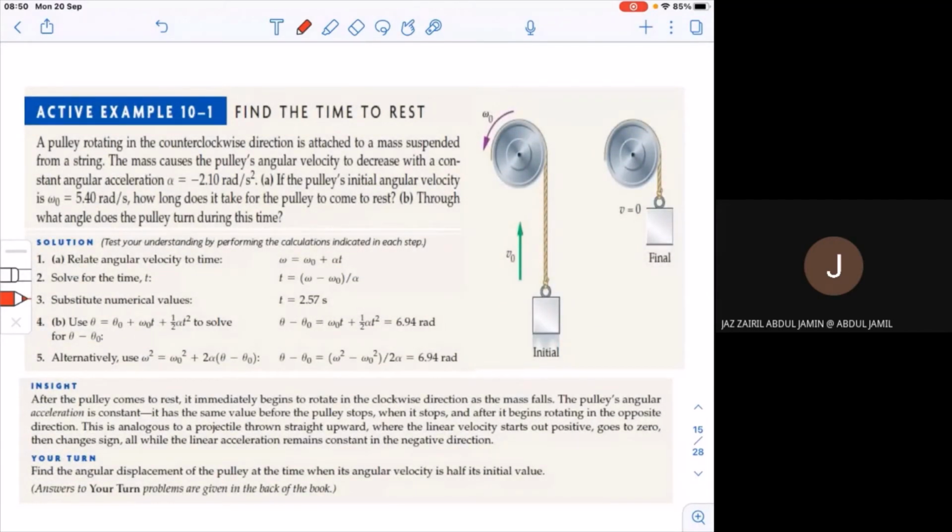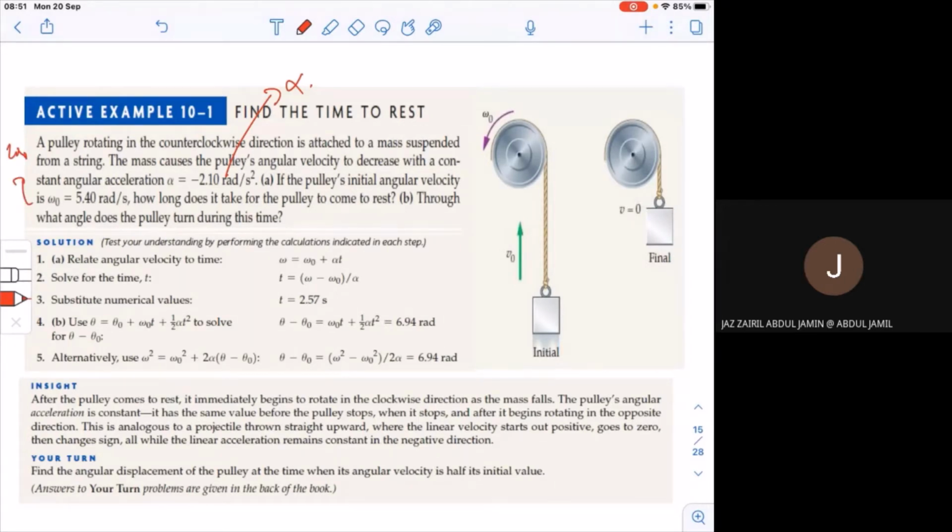A pulley rotating in the counterclockwise direction is attached to a mass suspended from a string. The mass causes the pulley's angular velocity to decrease with a constant angular acceleration. This one is alpha, and this one is omega naught.